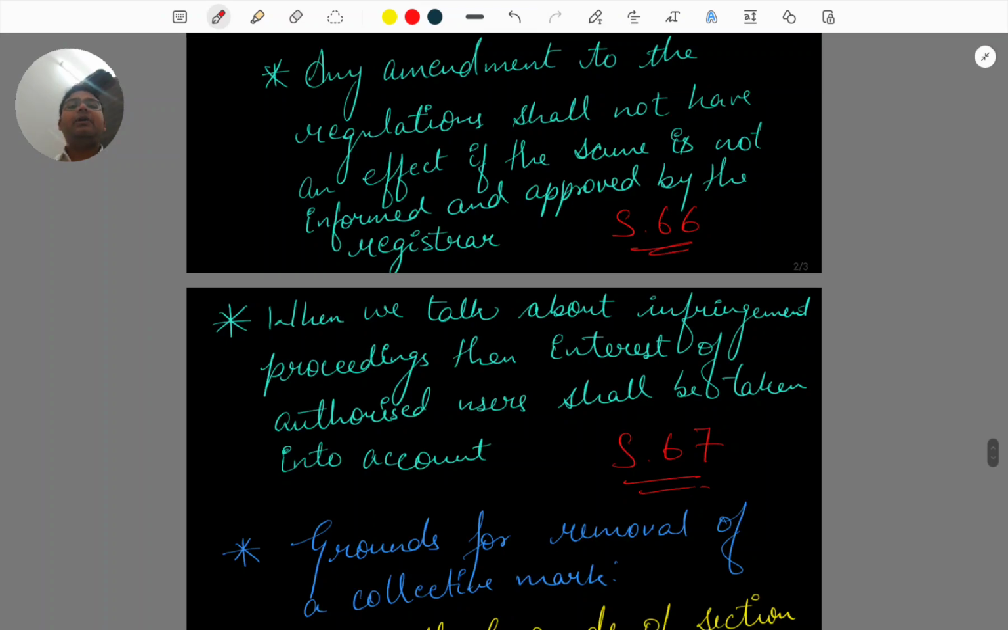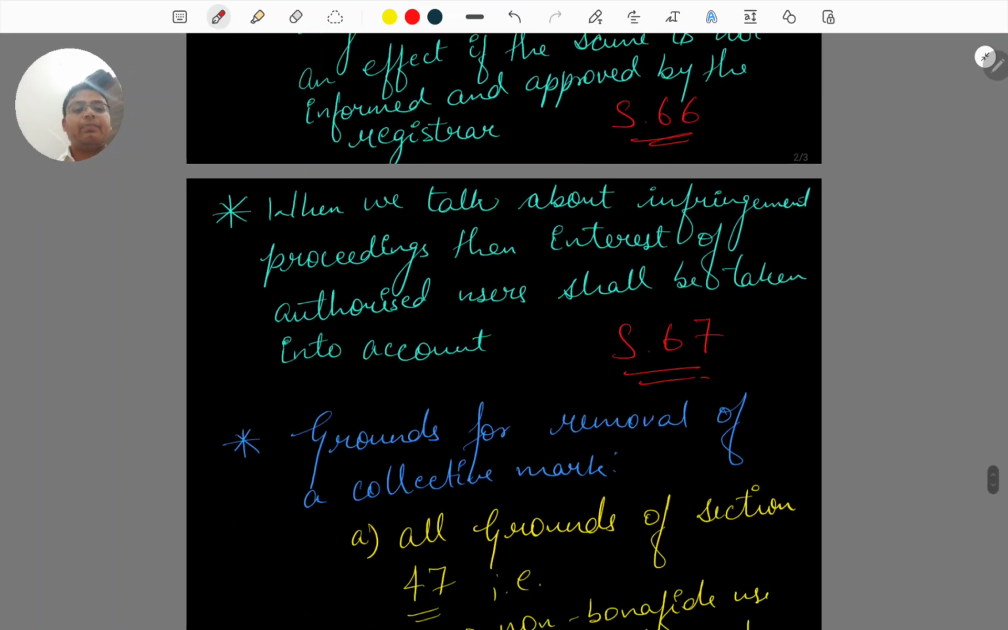Now, coming to infringement proceedings. Whenever there is an infringement proceeding, all the authorized users or all the members of the particular organization which the collective mark represents have to be taken into account. The interest of all the authorized users has to be taken into account whenever we talk about any infringement proceeding. The organization which has got the collective mark registered in its name can move for infringement proceedings against any non-user or unauthorized user of that particular mark. In that case also, the interest of all the authorized users has to be taken into account.